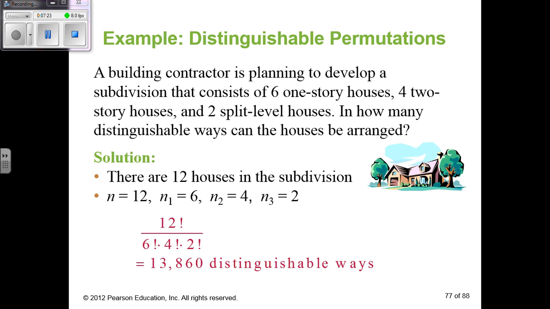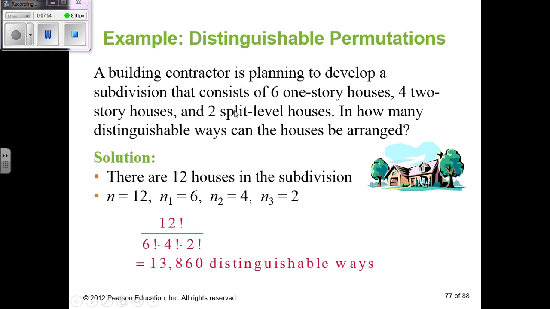Well, we have 12 houses total, right? The 6 plus the 4 plus the 2. So we have 12 different houses total that go into the subdivision. But with the 6 one-story houses, I can't tell whether I pick one-story house 1 or one-story house 2 or one-story house 3. So there's 6 factorial different one-story houses. There's 4 factorial ways to choose the 2-story houses, and there's 2 factorial ways to choose these 2 split-level houses.